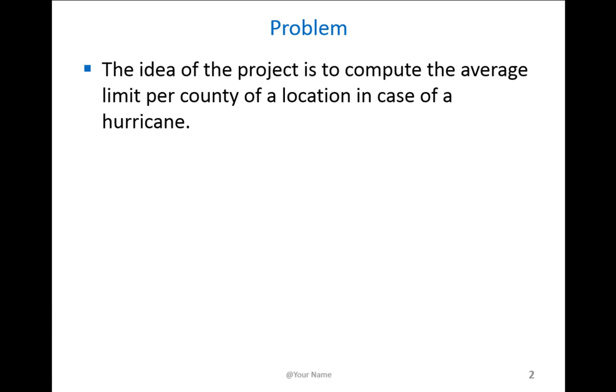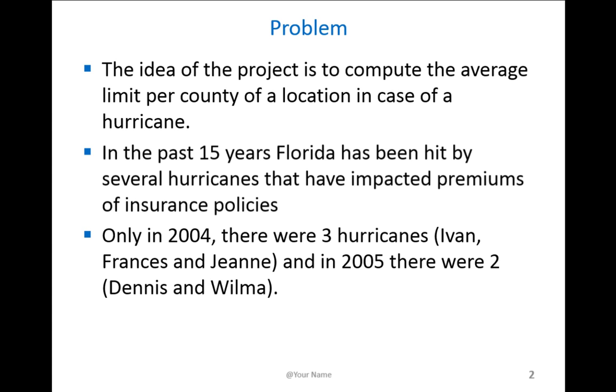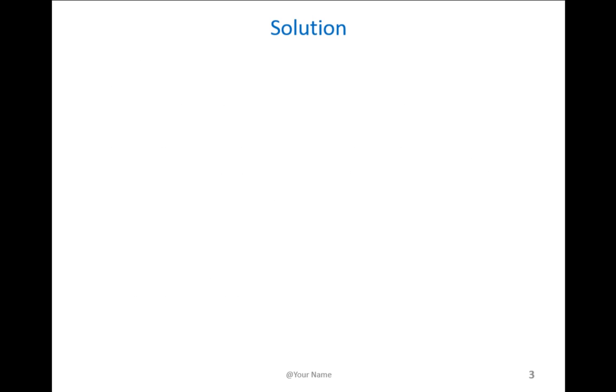And the idea of this project is to compute the average limit per country for location in case of a hurricane. So this is like, in terms of insurance, what's the limit that they will pay based on the location of the property. And this is important because in the past 15 years, Florida has been hit by several hurricanes that have impacted, obviously, the premiums for insurance policies, especially in 2004, where they were hit by 3 hurricanes, and then in 2005, they were hit by 2 more.